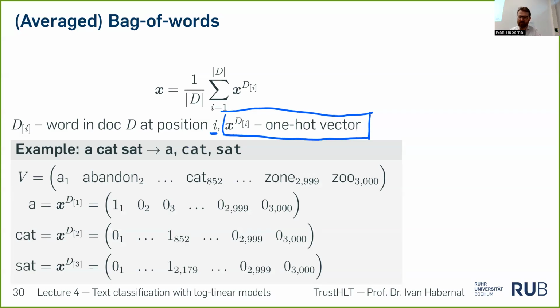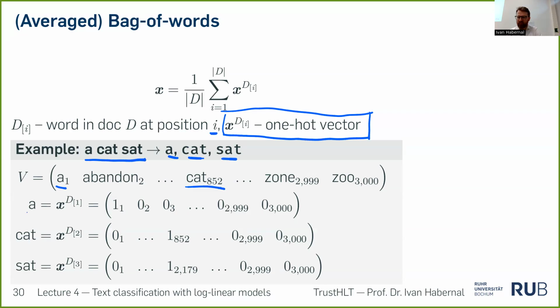So here's an example. The formula is kind of way too long. It's just a simple procedure with an unsimple formula. But let's have a sentence: a cat sat. So these are 3 tokens, and I have this vocabulary, where I know that A is at position 1, cat is at position 852, and sat is somewhere else.